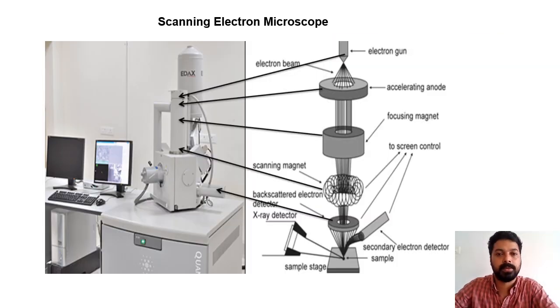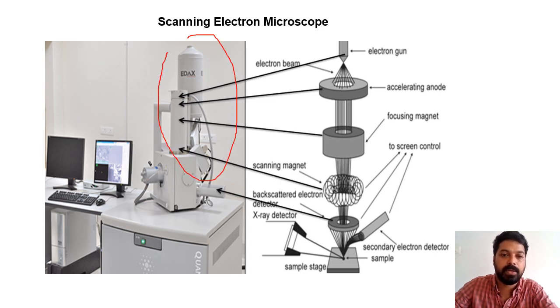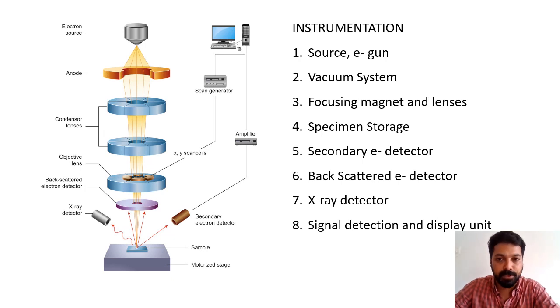This is how an SEM microscope looks. You can see that there is an electron gun, certain anodes, certain magnets, and certain lenses which are used to focus the electron beam. Finally it falls on a specimen, and the specimen will reflect or transmit some electrons, and those electrons are detected to get the image. For more clarification, you can use this image.